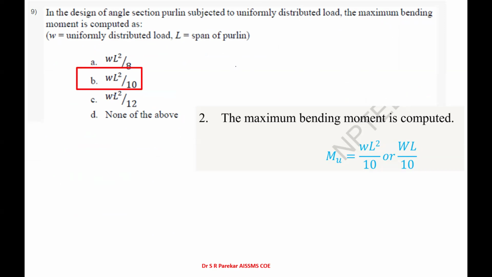So likewise, we have to solve the problems which are related to your assignment number 11. Now we will stop here only. The remaining part we will see in the next session.